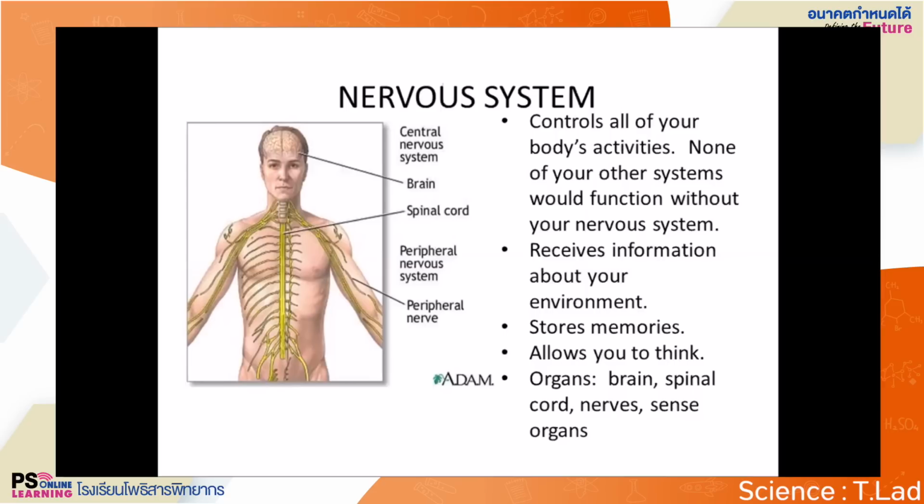None of your other systems would function without your nervous system. So the nervous system receives information about the environment. It stores memories, allows you to think, and many more.